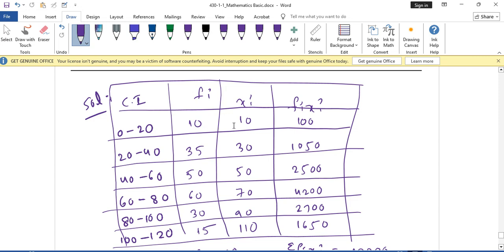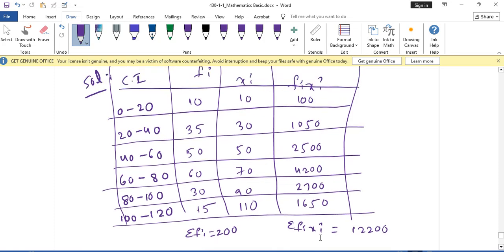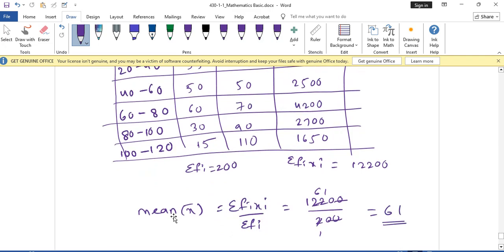Now find the fixi value. 10 into 10 is 100, 35 into 30 is 1050. Like that for every value find the fixi value. Finally, summation fixi value: add everything, every value here. You get 12,200. First find the summation of fi value, that is 200. Now the mean formula: mean is equal to summation fixi by summation fi. So that is 12,200 by 200. Zeros cancel, so the answer is 61.